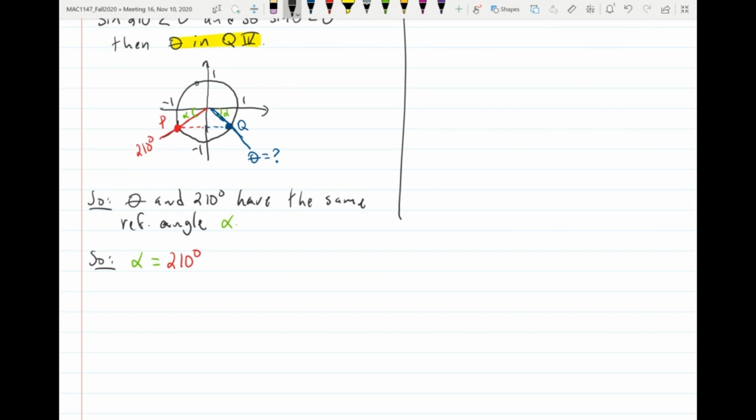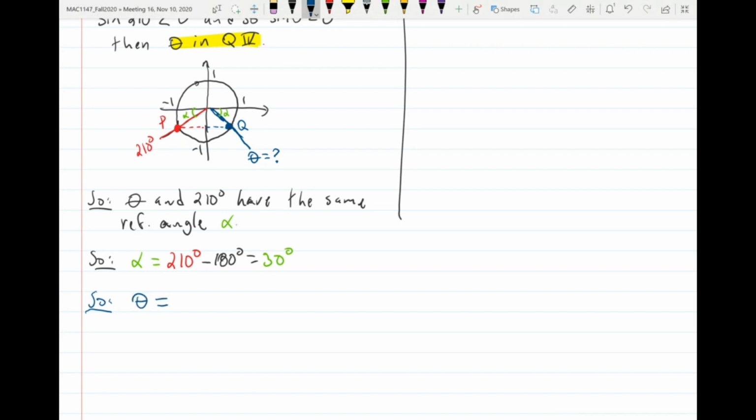Because 210 is in quadrant 3, all we have to do is take away from it 180. So this is going to give us 30 degrees. Now that we found the reference angle, which is 30 degrees, then we can use it to figure out theta. Theta is the angle that we're looking for in quadrant 4. All you have to do is use the reduction formula now.